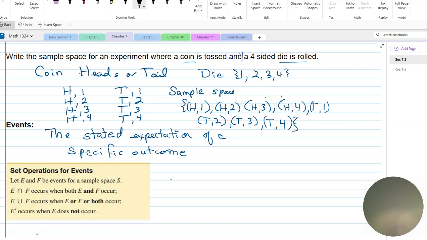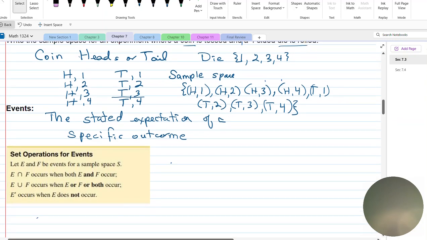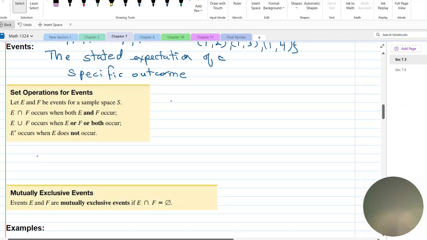Like in this case up here, if I had all of these outcomes, what would be the event I'd want? I'd want to toss a tails and roll a 3. What are my chances of doing that? That's the event. All right. So here are set operations for events. Let E and F be events for the sample space S.